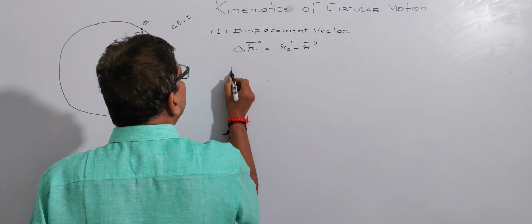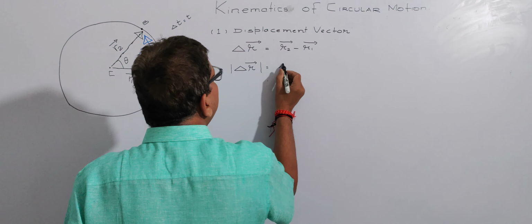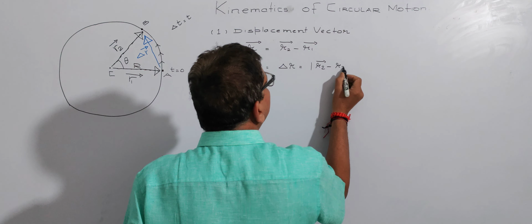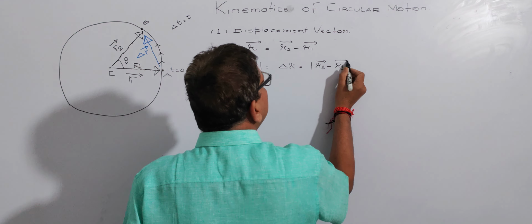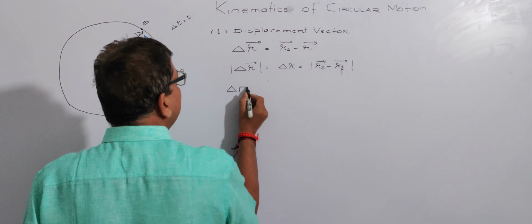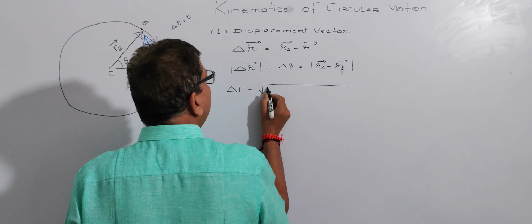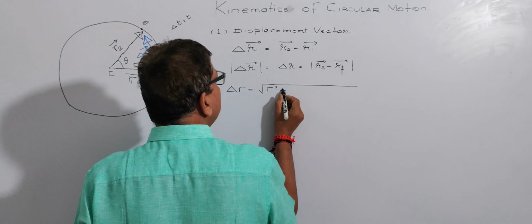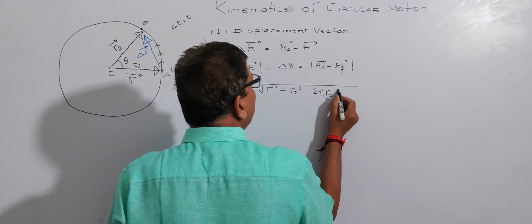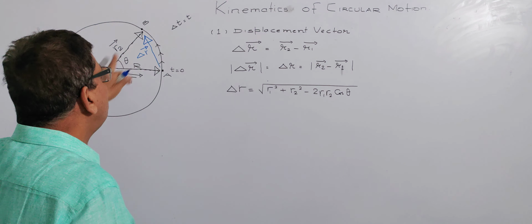Or I can say the magnitude of the displacement vector can be written simply as the magnitude of delta R. Taking the magnitude of this vector, the displacement delta R can be written as root under R1 square plus R2 square minus 2 R1 R2 cos theta, where theta is the angle between the two position vectors when the particle moves from A to B.